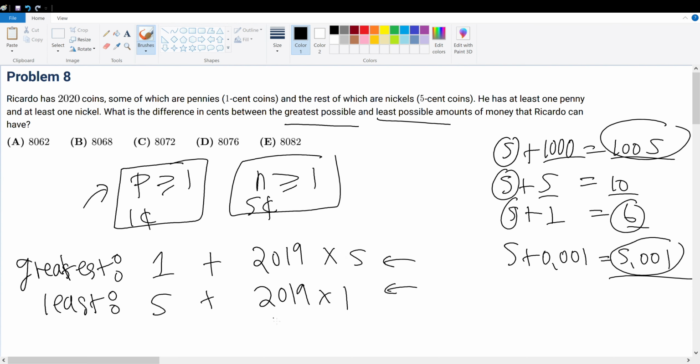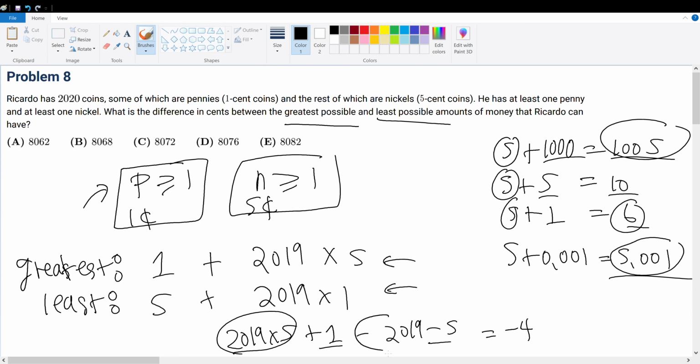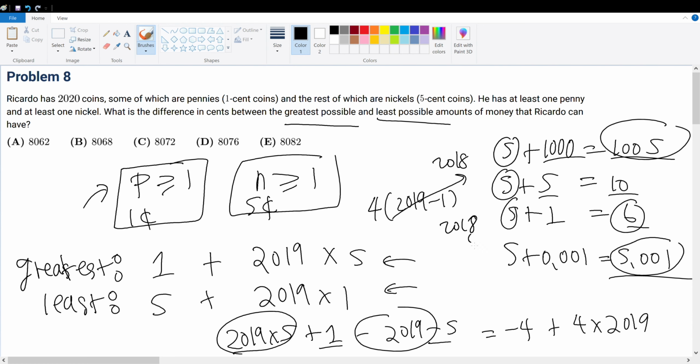Let's try to simplify. 2019 times 5 plus 1 minus 2019 minus 5 is equal to, well, 1 minus 5 is equal to negative 4, and 2019 times 5 minus 2019 is just plus 4 times 2019. If we factor out a 4, we get 4 times 2019 minus 1. So that becomes 2018. What is 2018 times 4? Well, that is 8072, bringing you to answer choice C.